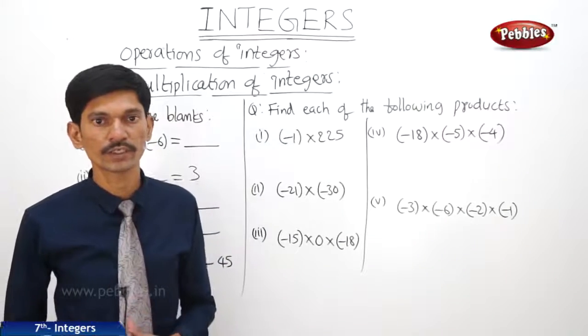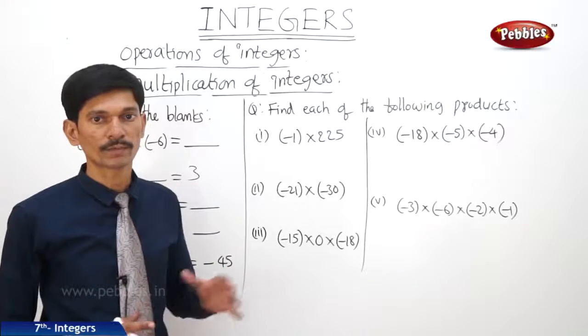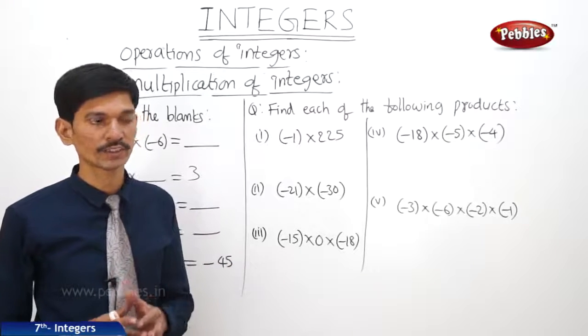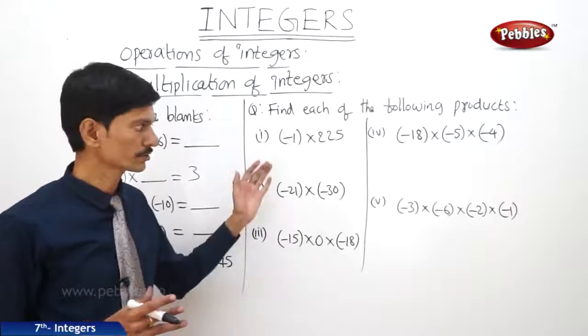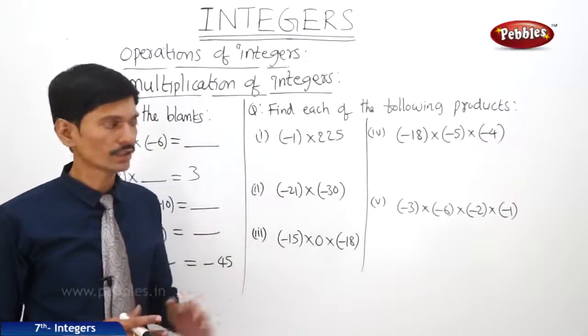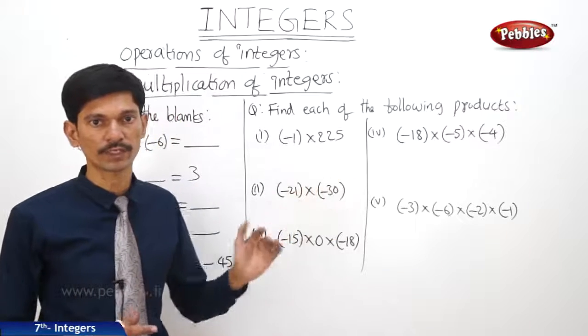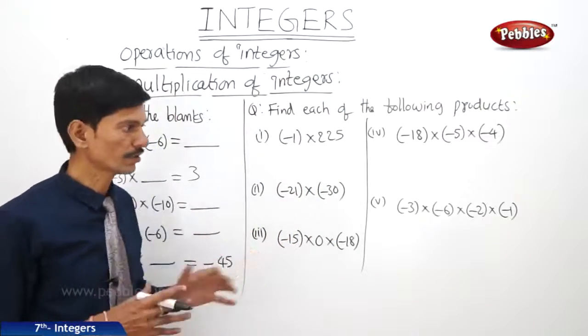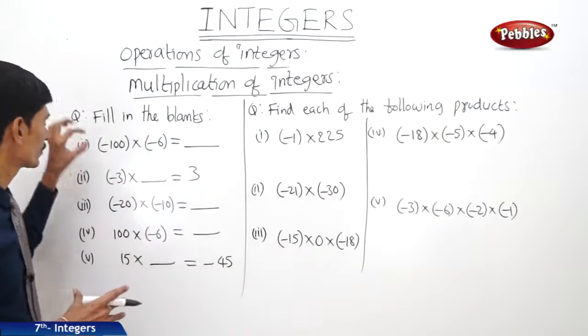So far we have done the addition and subtraction of integers, and we have completed the multiplication of integers: multiplying two positive integers, multiplying a positive integer with a negative integer, multiplying two negative integers, and multiplying an even number and an odd number of negative integers. Now, based on all these topics, shall we do some problems? Yes. Now fill in the blanks.